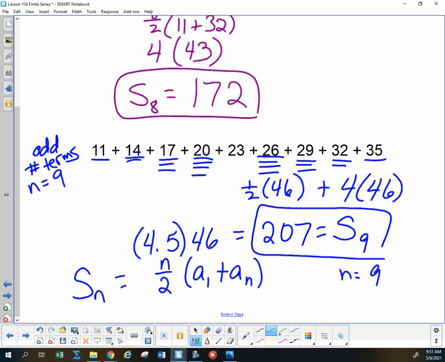So our general formula, which we'll put in our formula list in a minute, will be, whether it's odd or even, if it's arithmetic, we take the number of terms that we're adding over 2 times the first one plus the last one, and that will give us our sum.